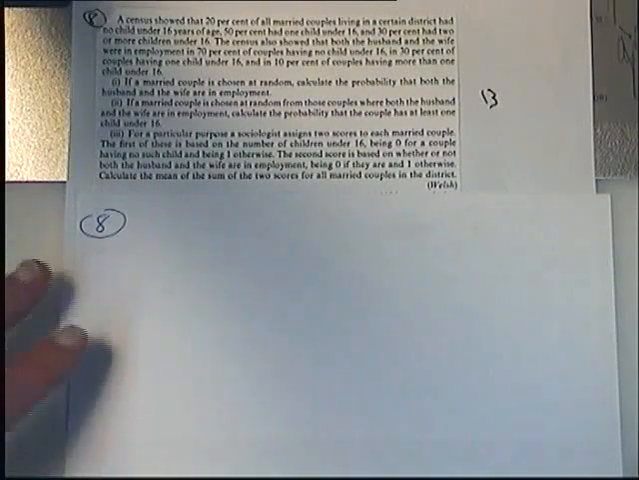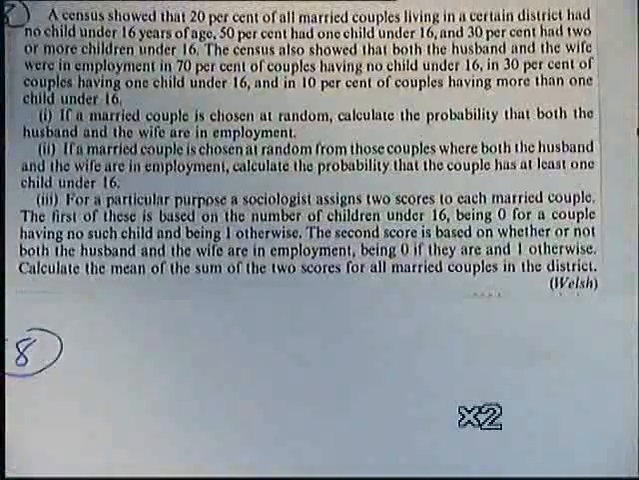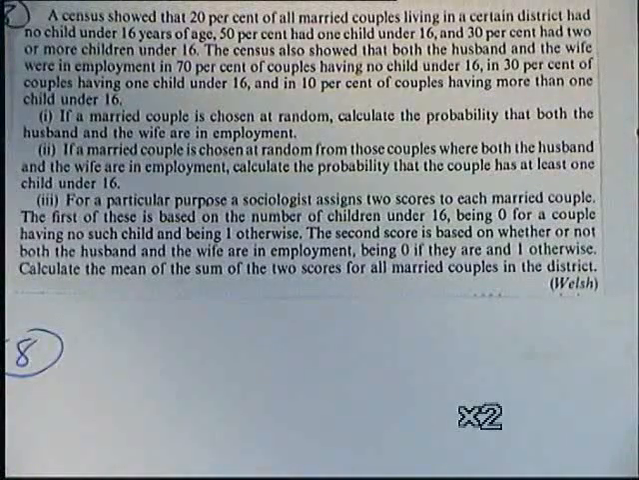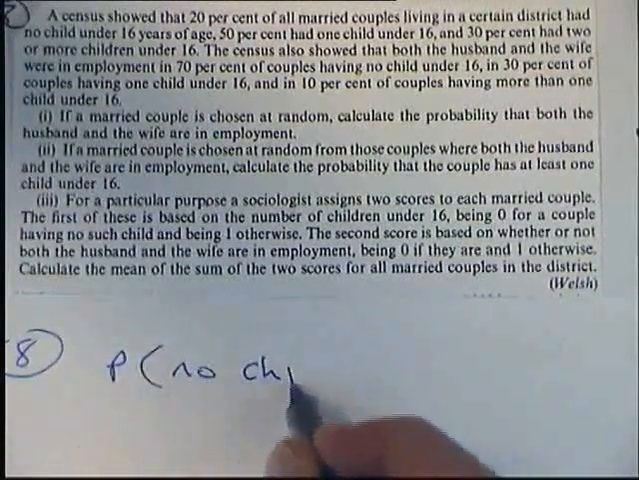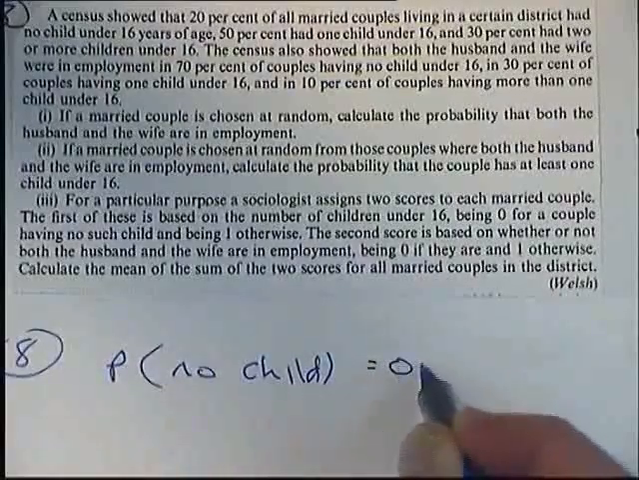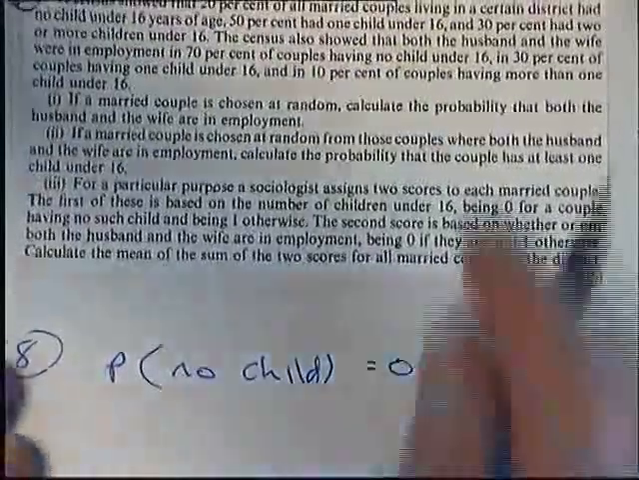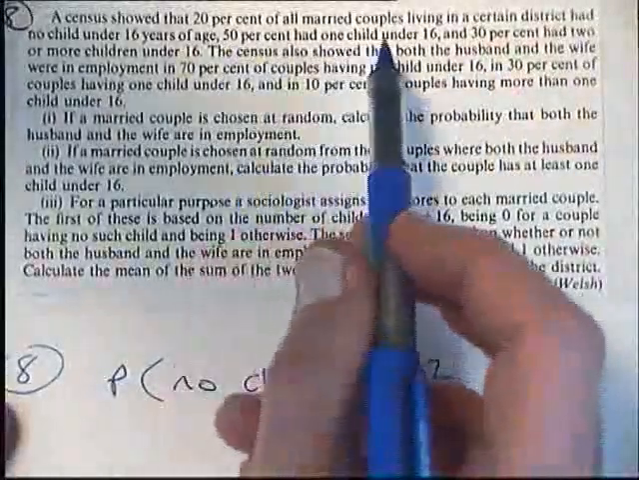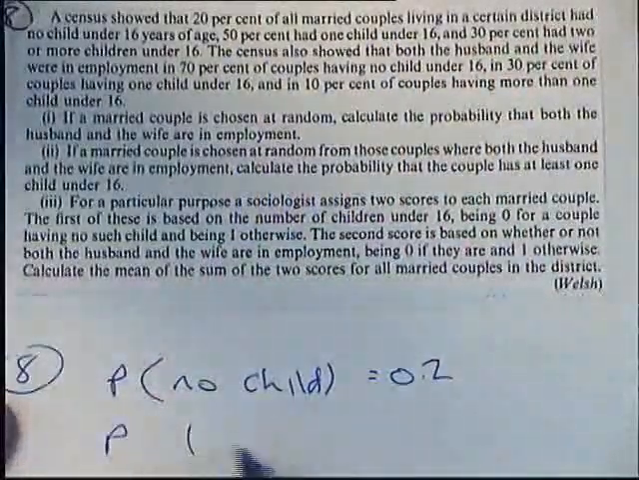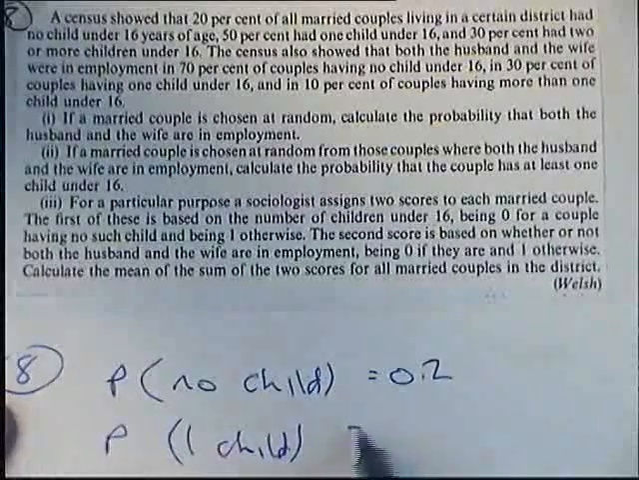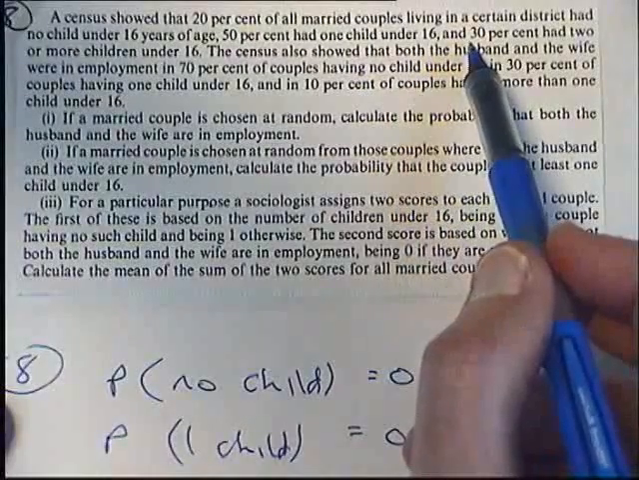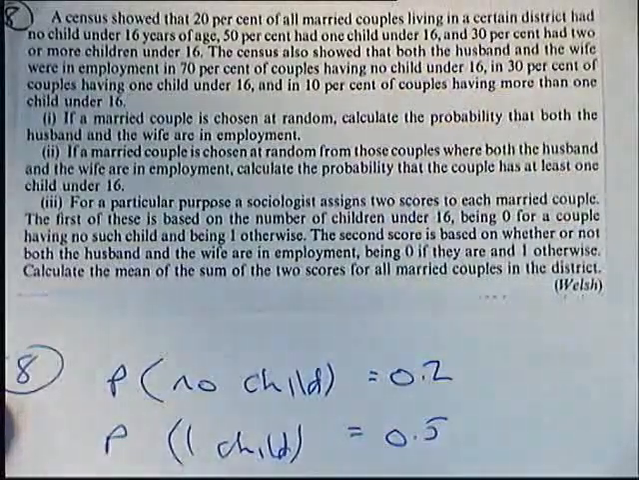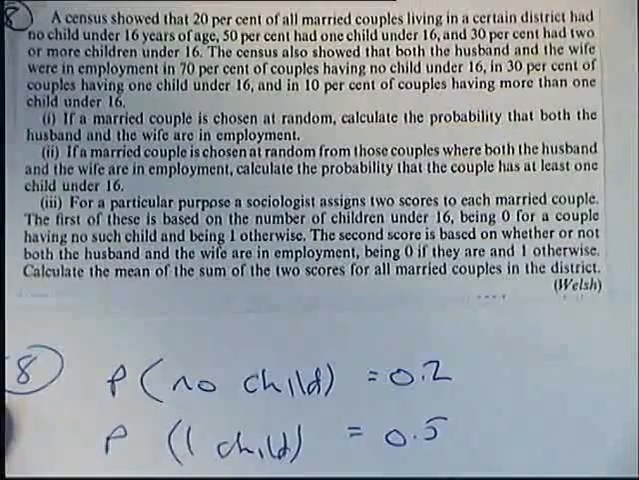So, question 8. A census showed that 20% of all the married couples in a certain district had no children under the age of 16. So, first of all, probability of no children is 0.2. 50% had one child, so the probability of one child is 0.5. And 30% had two or more children. 30% had two or more, 2 plus children.